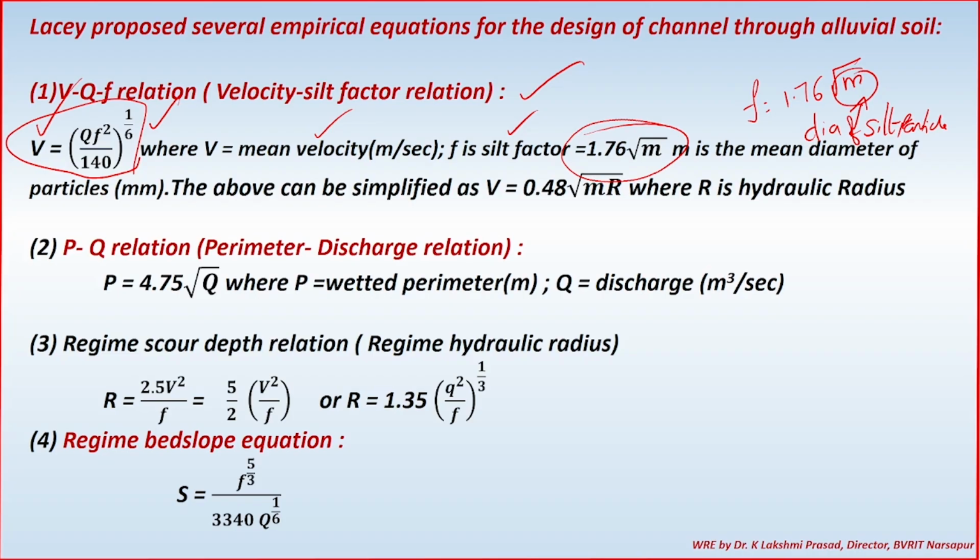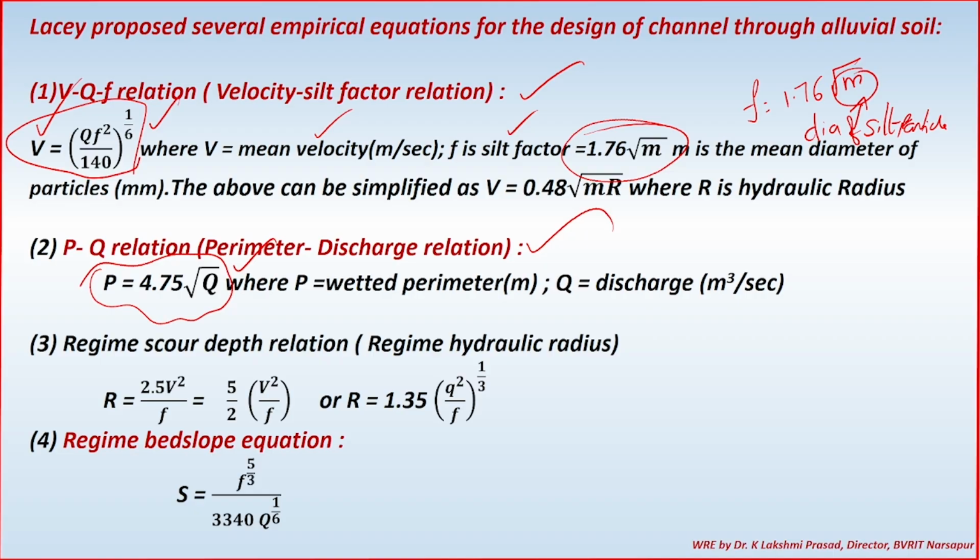What is the relation between the discharge and the wetted perimeter? Perimeter and discharge, an excellent equation actually, which is used in the design of most of the irrigation structures. That relation is wetted perimeter P is equal to 4.75 into root Q. Very popular, because most of our designs are through loose soil, which is what we are designing everything in. So that's why he has taken P is equal to 4.75 root Q. That is the second equation actually.